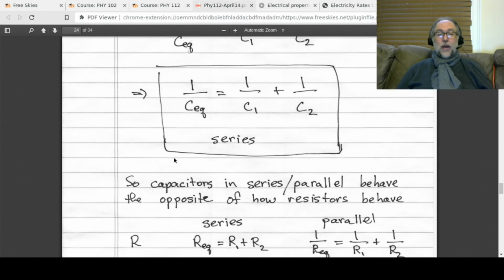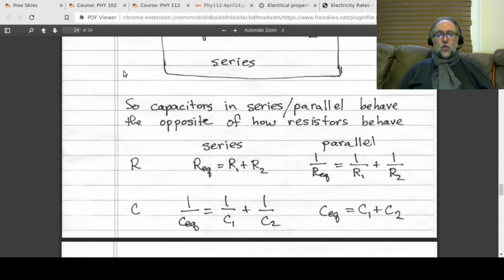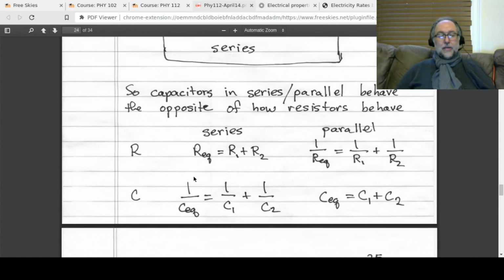Now, at this point, you're going, this is the opposite of what we had for resistors. That's right, so don't confuse the two. With resistors, when they're in series, their resistances add, but when they're in parallel, their reciprocals add. For capacitors, it's the other way around. When they're in series, it's the reciprocals that add, but when they're in parallel, it's just the capacitances that add. This sometimes causes confusion, but it shouldn't. It's just that they work opposite one another.